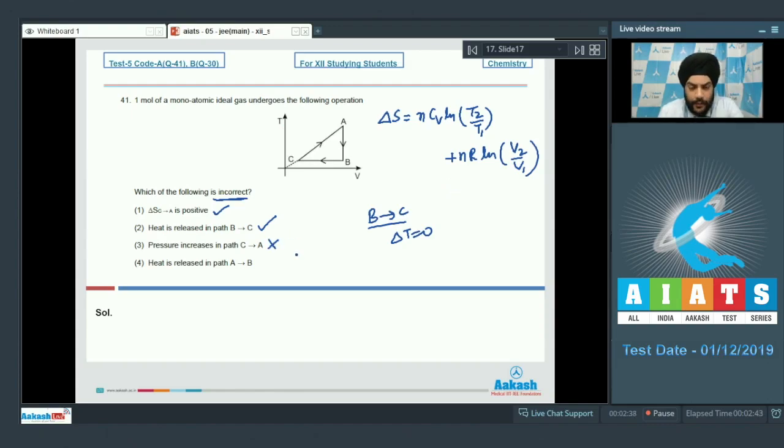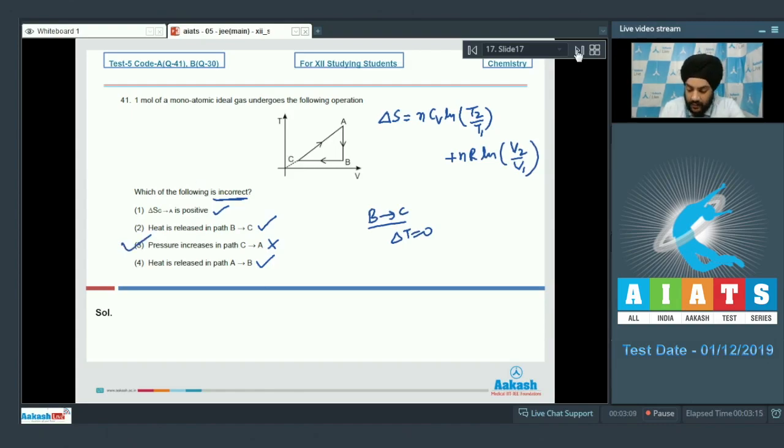If we talk about the fourth option now, heat is released in A to B. If we talk about A to B, students, we can clearly see that the volume remains constant. If the volume remains constant and the temperature decreases, it must mean that the system has lost heat. So there is no work and the internal energy decreases, so the system must have released heat to the surroundings. So this is also a correct statement, students. Out of these given statements, only the third statement is not correct, and for this question we have to mark the answer as 3.